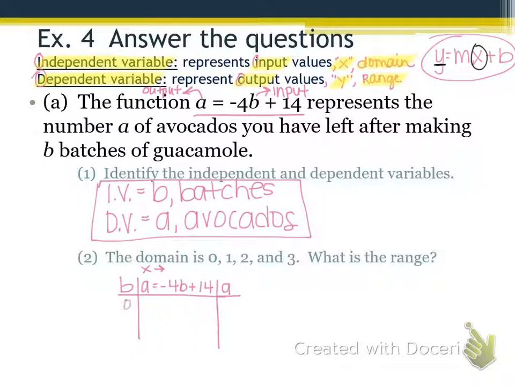Now, they told us to use 0, 1, 2, and 3. So they have told us we're going to make 0 batches, 1 batch, 2 batches, and 3 batches. Now, when we plug numbers in, we plug numbers in parentheses, because what are we supposed to be doing to negative 4 and b? We're supposed to be multiplying. So if we plug the numbers in parentheses, we hopefully will not forget to multiply. So a equals negative 4 times 1 plus 14. A equals negative 4 times 2 plus 14. And a equals negative 4 times 3 plus 14.